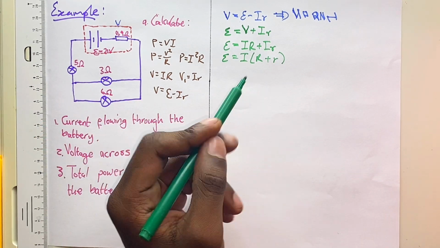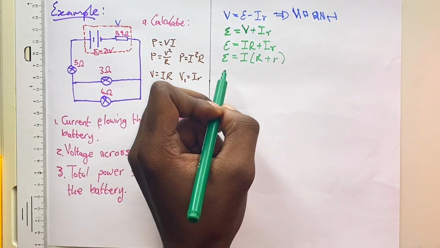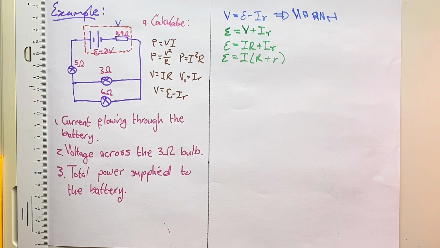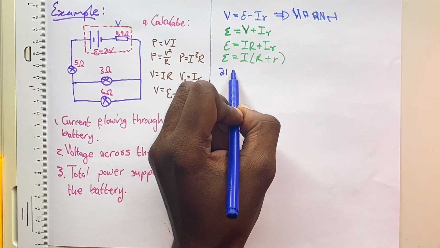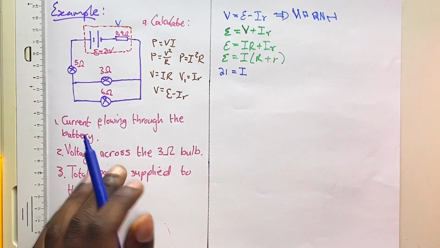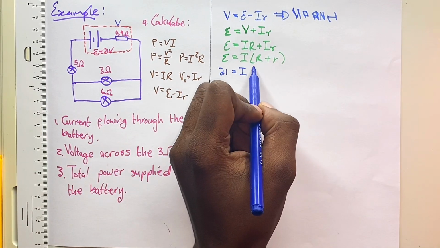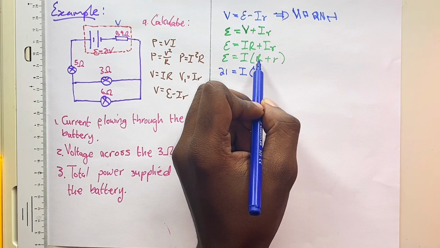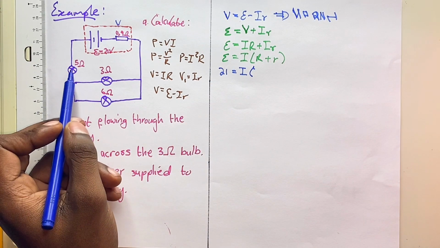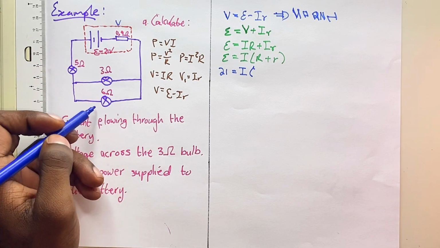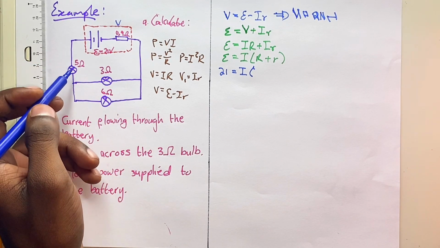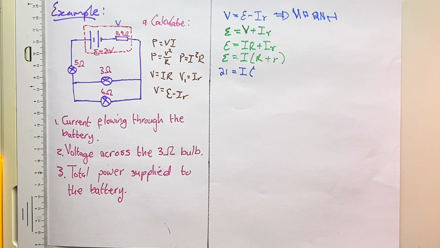Now, I have the EMF, which is 21. I do not have my current. That is what I'm trying to calculate. I have my external resistance. Now, my external resistance is the total resistance of all these resistors, the 3 resistors that we find inside the bulbs. Let's just calculate that quick.